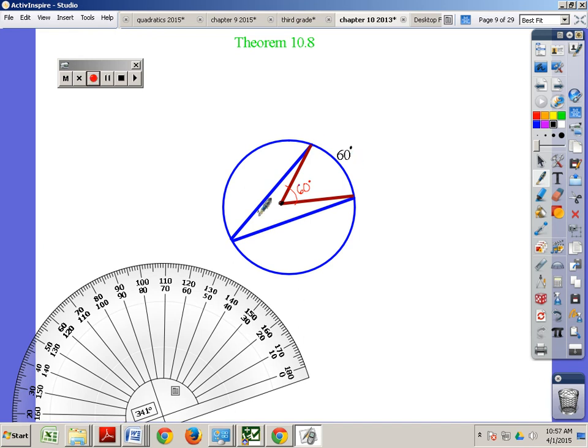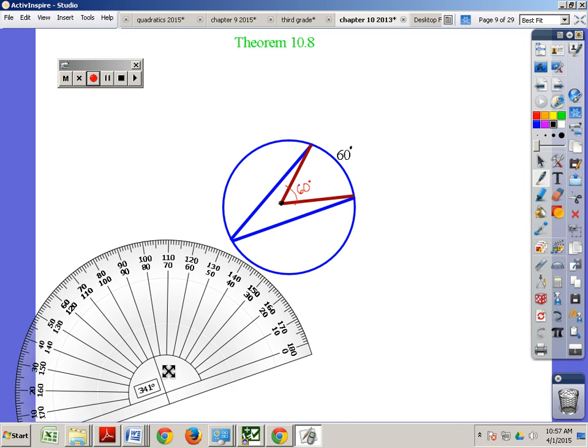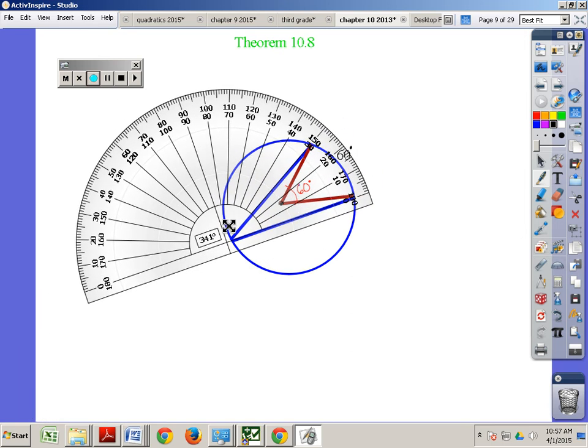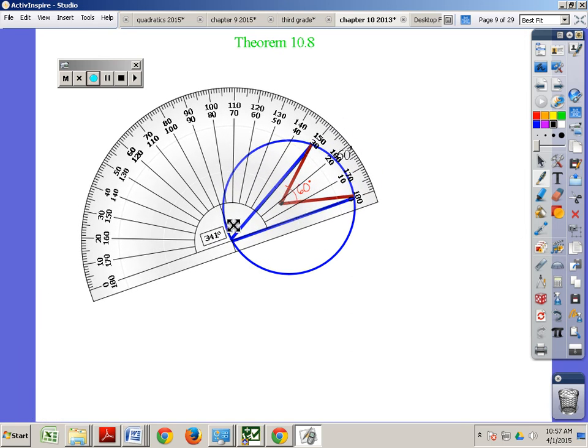However, this purple angle here is what we call an inscribed angle. It has the same intercepted arc, but its measurement, as you can see, is not 60. So let's measure it and see what it is. So looking at this purple line here, it's going to be 30 degrees.